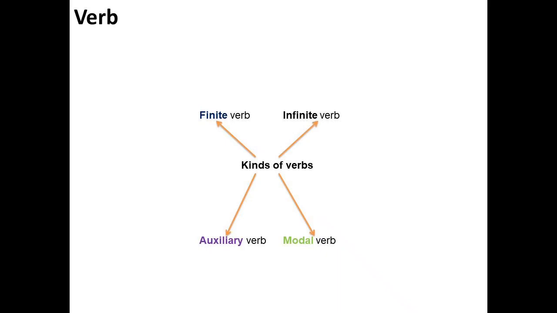Then we have auxiliary verbs and modal verbs. Often these two are confused. Let's explain them in detail. An auxiliary verb is actually a verb. It indicates action of some kind.